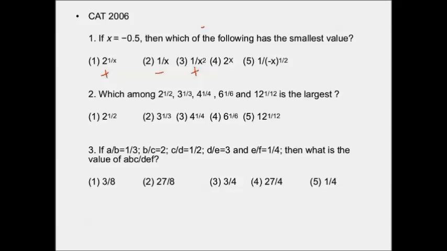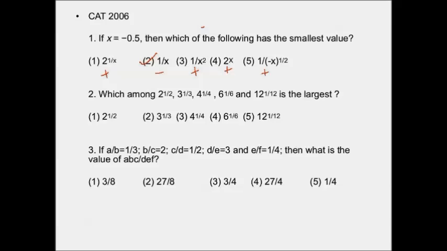2 to the power X again has to be positive, for the same reason as in option 1. And option 5 is minus X to the power 1 by 2. Minus X will become plus 0.5, and this also would be a positive number. So out of these 5 options, only the second is negative, so the smallest has to be option 2. So our answer is 1 by X.